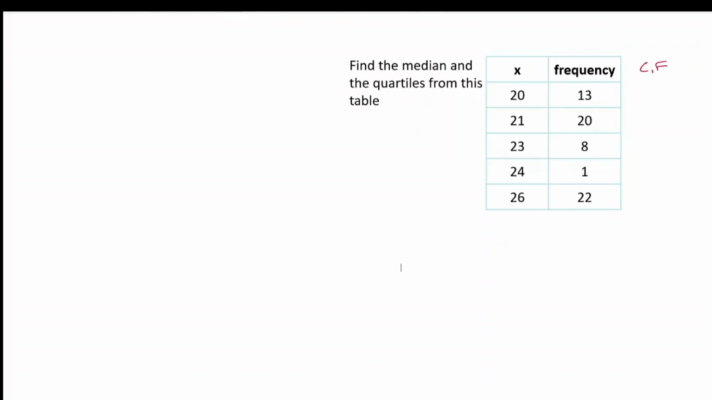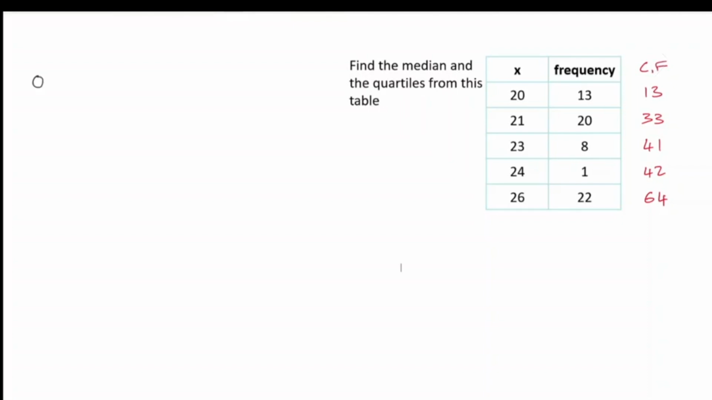So the first row always matches, cumulative frequency of 13. When we include the 20, we get 33. Include the 8, we get 41, and then 42 and 64. So the cumulative frequency will help us to identify which of these x values is each of the statistics we're looking for: the median, the lower quartile, the upper quartile.